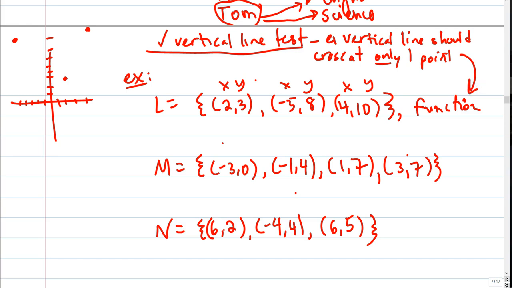What about this next set of points? Negative 3, 0, negative 1, 4, 1, 7, and 3, 7. Is this functioning?